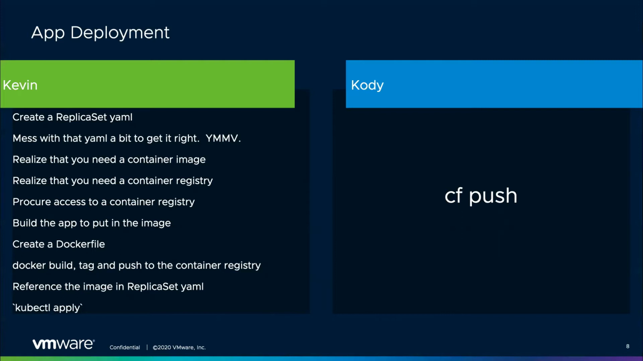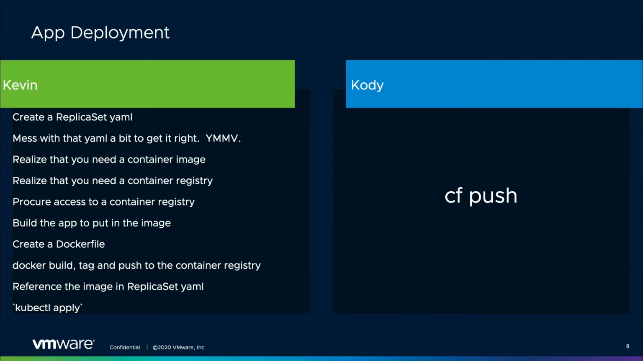He realizes, as part of this, that he needs a container image. If he needs a container image, then he also needs a container registry to host that image. So he procures access to a container registry. He builds his app to put in the image. He creates his image with a Dockerfile. He does a docker build, tag, and push to a container registry. That gives him a reference to the image, which he then puts in his replica set YAML, and finally he can kubectl apply that to get his deployment.